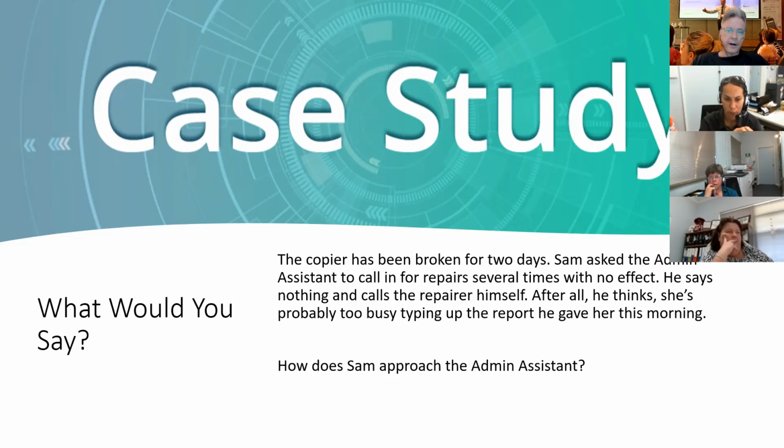How does Sam approach the admin assistant? So Sam's asked for something to be done. It's obviously not done. He's rationalized that maybe she's got busy doing something else and that he'll go and do it anyway. What could Sam possibly say to that person at that stage? Now, of course, he could say nothing, and a lot of people might do that and just walk off in a huff. What do you think he could do at that stage?